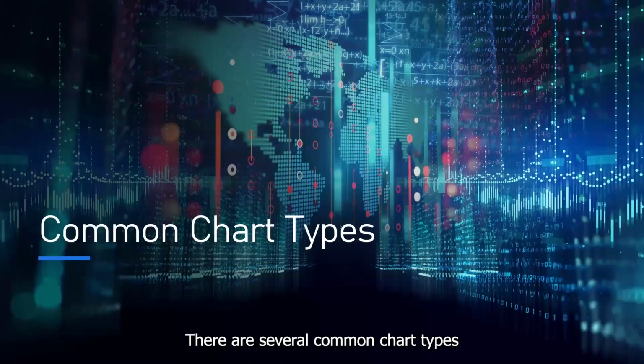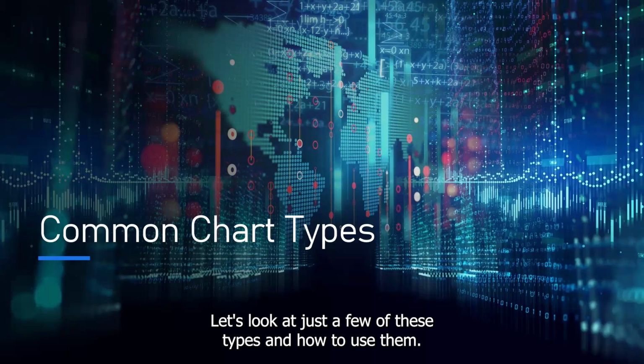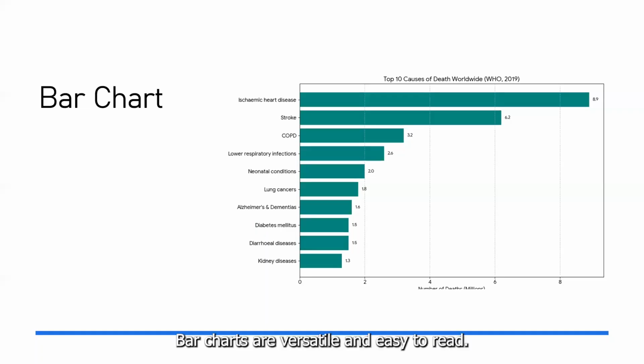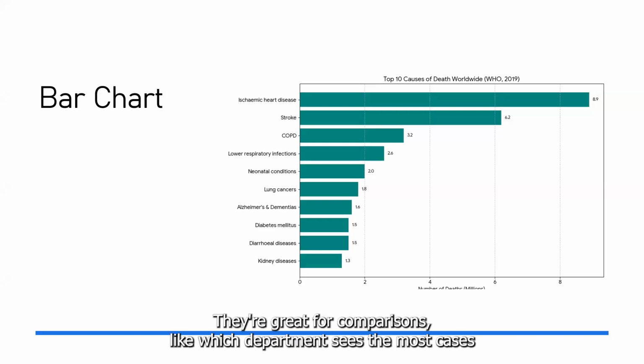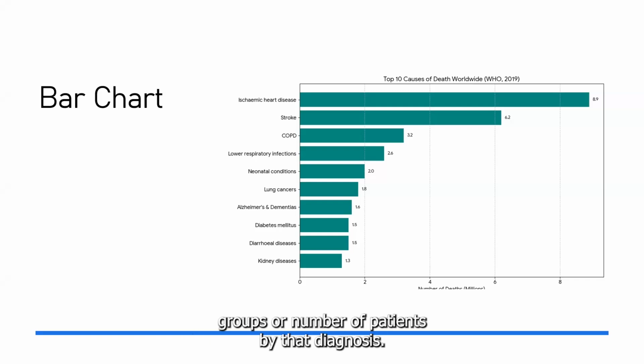There are several common chart types you'll see frequently in medical contexts, and each serves a different purpose. Let's look at just a few of these types and how to use them. Bar charts are versatile and easy to read. They're great for comparisons, like which department sees the most cases of a specific condition, or the prevalence of conditions across age groups, or number of patients by diagnosis.